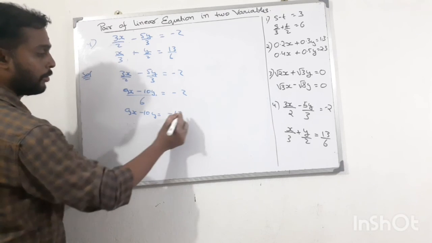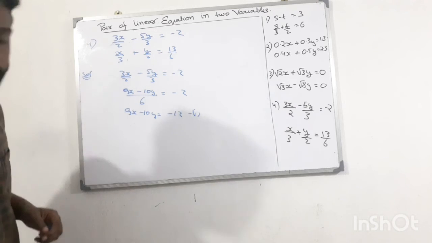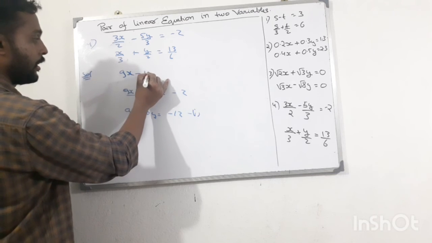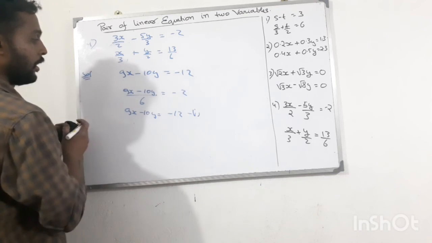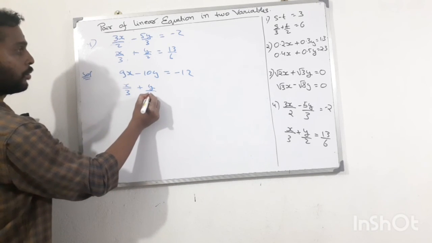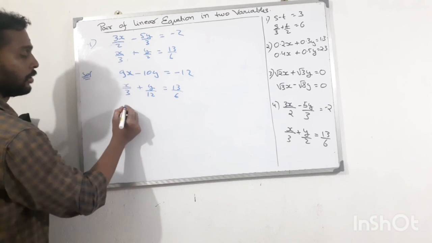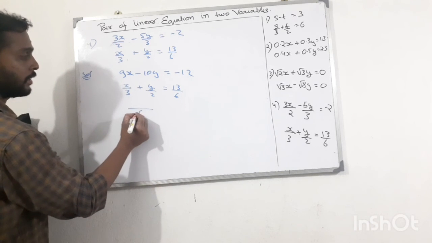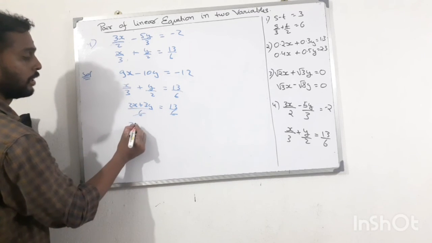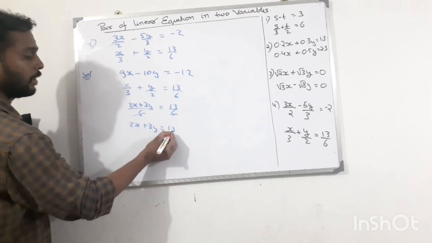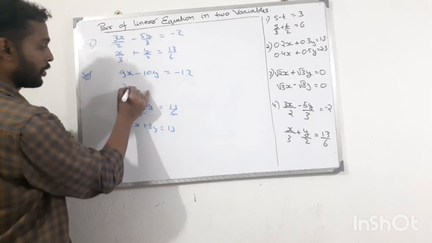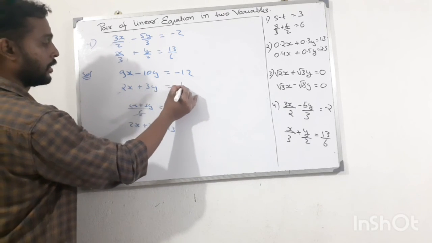So this is our changed equation. So in place of this equation we can write 9x minus 10y is equal to minus 12. And now in place of x by 3 plus y by 2 is equal to 13 by 6, we can take LCM 6. So this is 2x plus 3y is equal to 13 by 6. So 6 cancels. 2x plus 3y is equal to 13. So we can write in place of this equation 2x plus 3y is equal to 13.